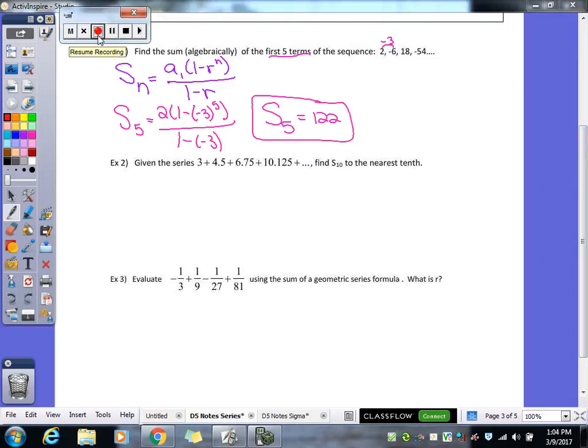All right, number 2, given the series 3 plus 4.5 plus 6.75, they want us to find the sum of the first 10 to the nearest 10th. So that's kind of your hint. We're going to end up getting a decimal answer here. So again, let's write our sum formula.